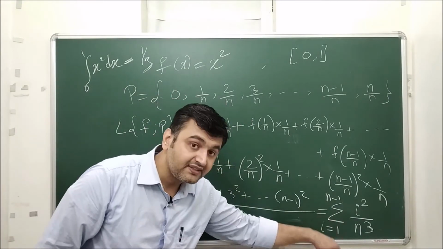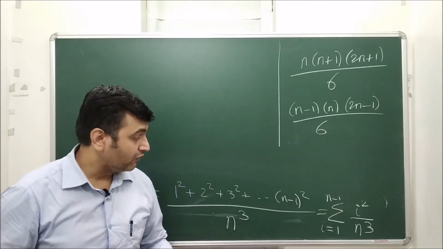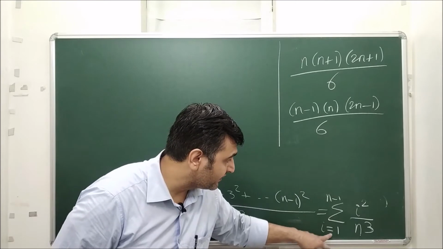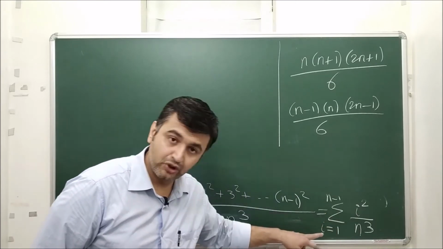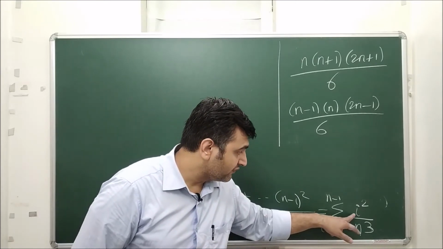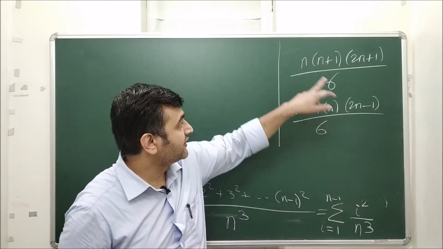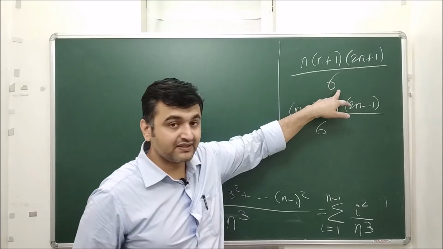Now let's try to further simplify it. So I can take out 1 upon n cube outside because the summation is depending on i. What is left? Summation of i square. What is the sum of the squares of the first n natural numbers? It is n into n plus 1 into 2n plus 1 by 6.